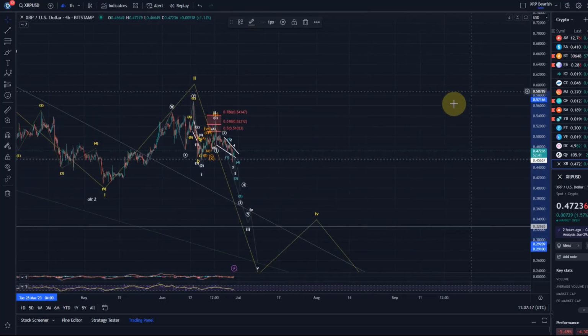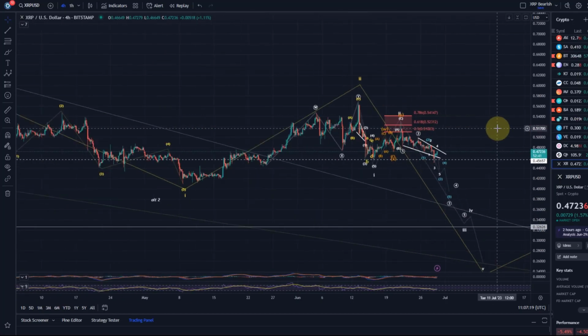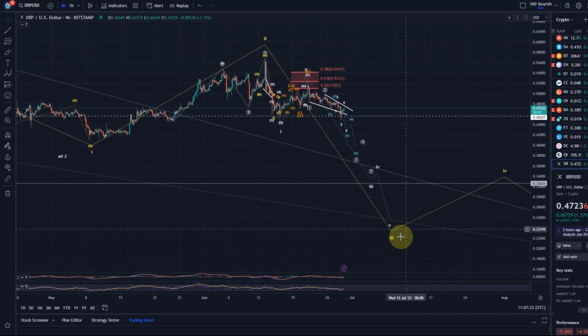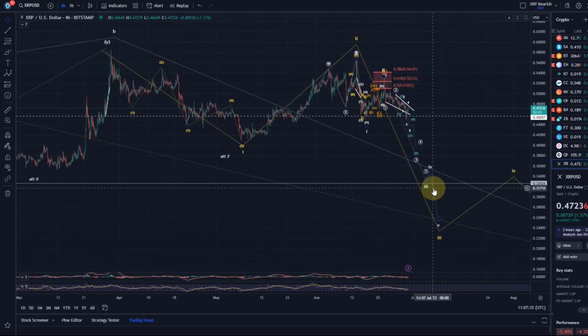But first of all, we are focusing here on the current primary count, which is that in June, XRP, did I say Ethereum? No, XRP. XRP topped at around 56.5 cents in a wave 2. The idea is we're now coming down in the third wave, but it's not typical third wave behavior. We're not really following through to the downside impulsively.